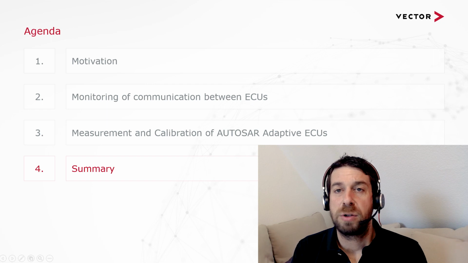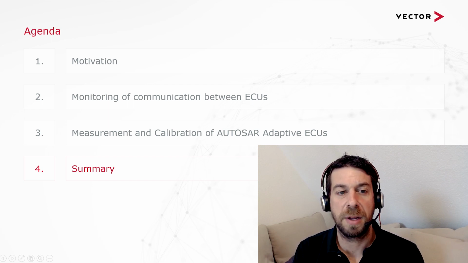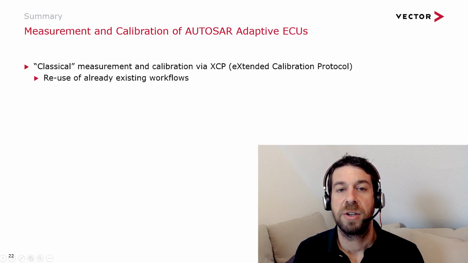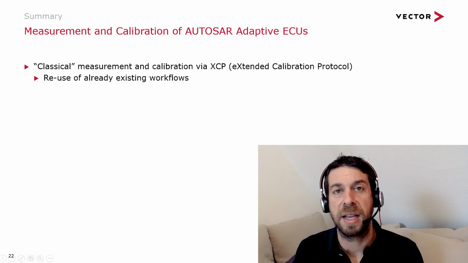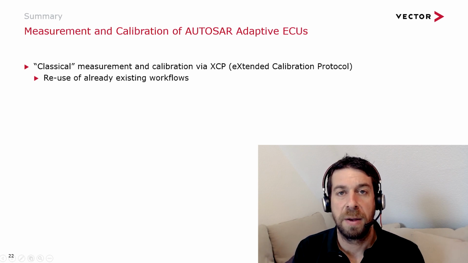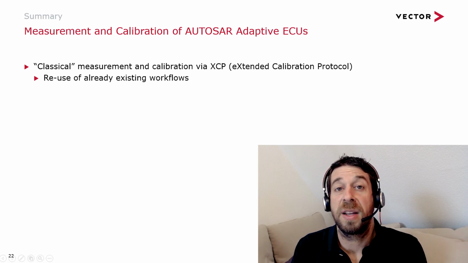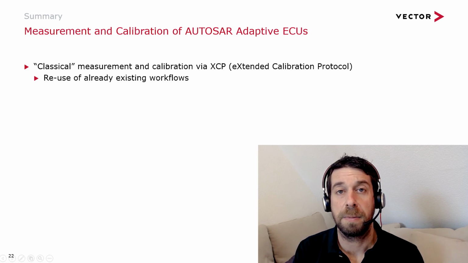So let's finish my presentation with a quick summary of what we have seen in the last minutes. The classical measurement and calibration via XCP is already possible, and I think it is one of the best methods, because we have the most flexibility to measure or calibrate our ECU, and we can always reuse an already existing workflow very easily.